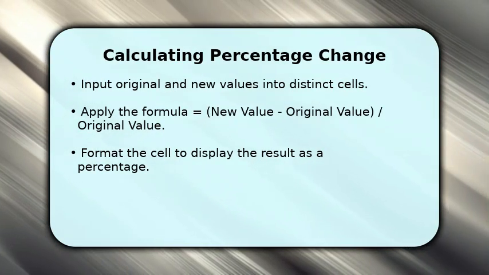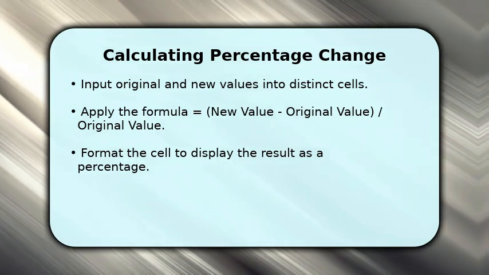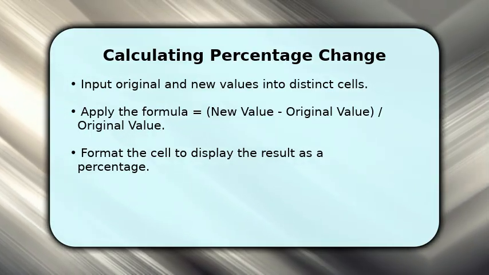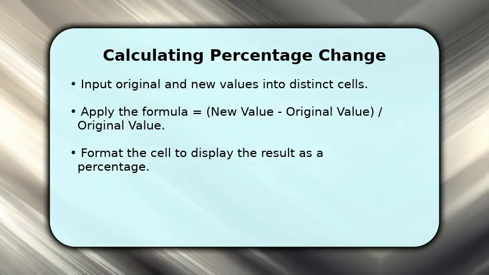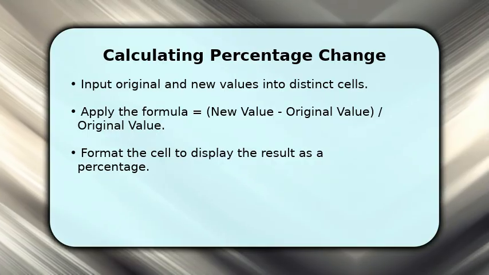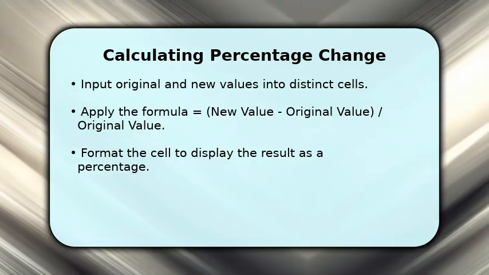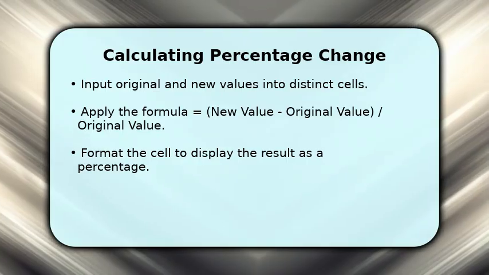Understanding percentage change is crucial for tracking growth or decline. Start by putting your original value in one cell and the new value in another. The formula is equals new value minus original value divided by original value. This will give you a decimal, which you then format as a percentage. This method works for both increases and decreases.